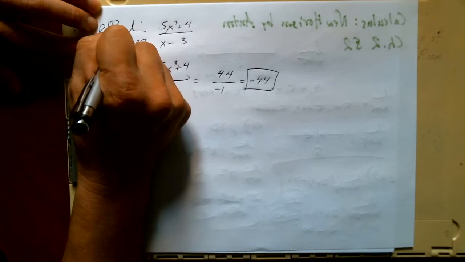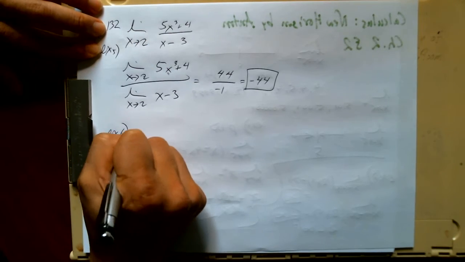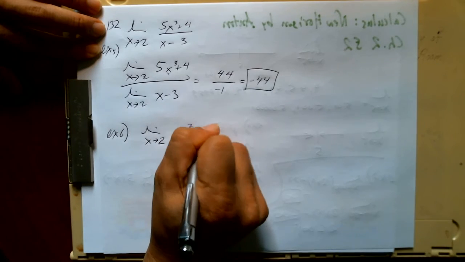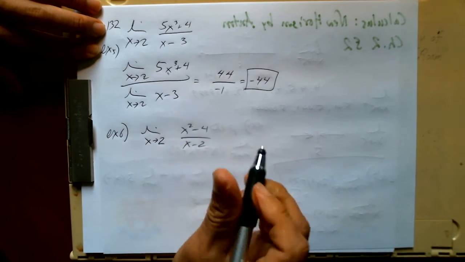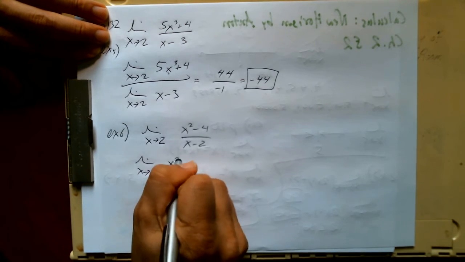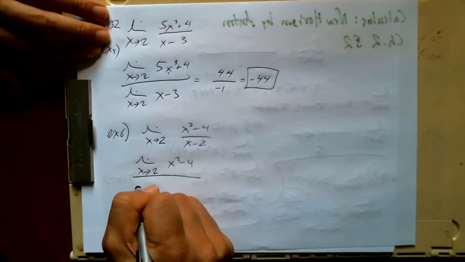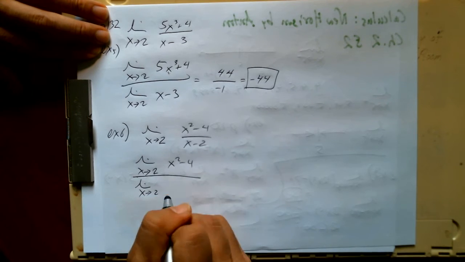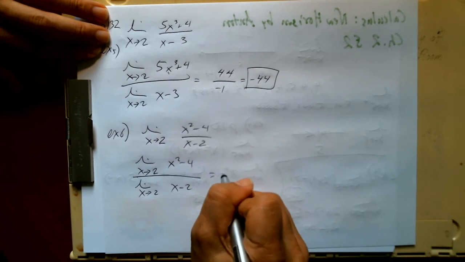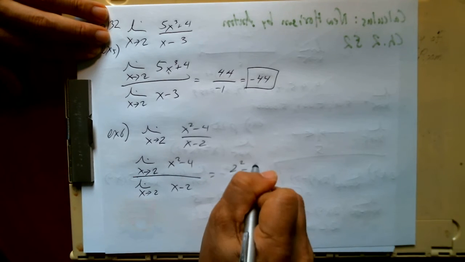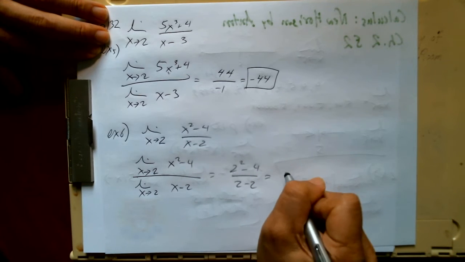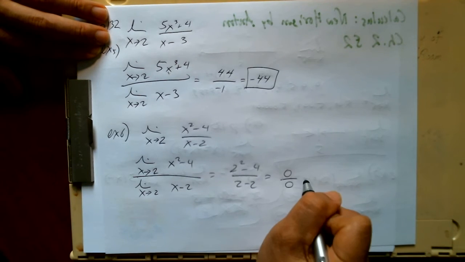This is example 5. This is where it gets a little bit tricky. Limit as x approaches 2 of x squared minus 4 over x minus 2. Now, if you do the same thing, limit as x approaches 2 of x squared minus 4 over limit as x approaches 2 of x minus 2. 2 squared is 4, minus 4, over 2 minus 2. You end up with 4 minus 4, which is 0, over 2 minus 2, which is 0.